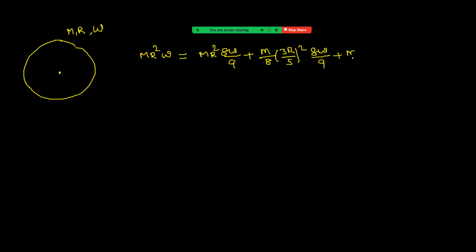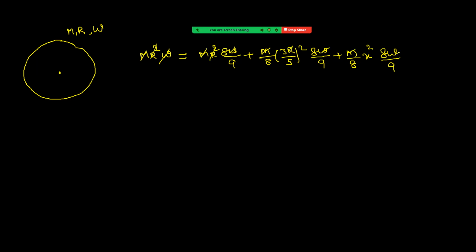Plus the other one, m by 8. Suppose now the distance is x, so x square. This is the moment of inertia for the other point mass, right? Into 8 omega by 9. So we have taken I1 omega 1 is equal to I2 omega 2. In this, the only unknown is now x, right? Now see how to make the calculation. m gets cancelled, r square gets cancelled, right? Omega also gets cancelled.